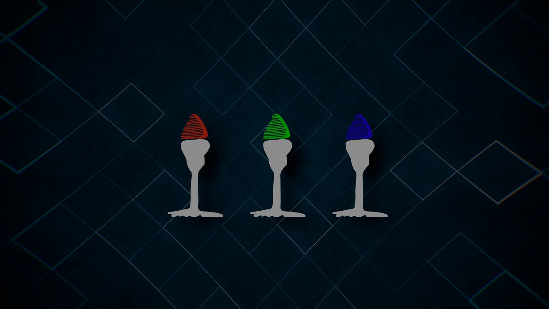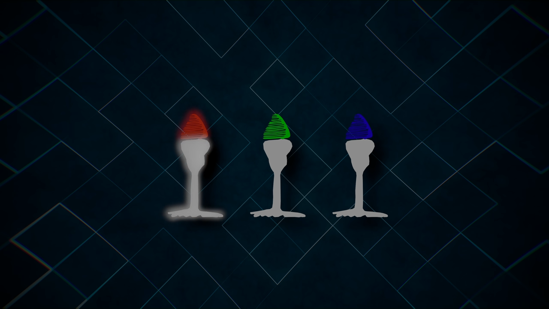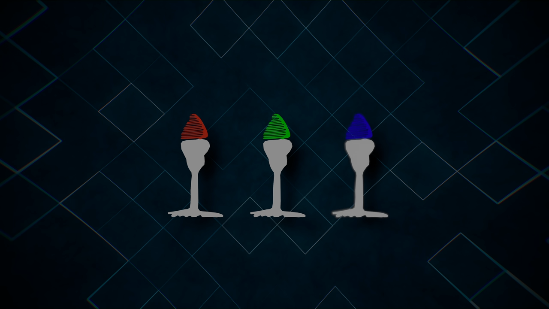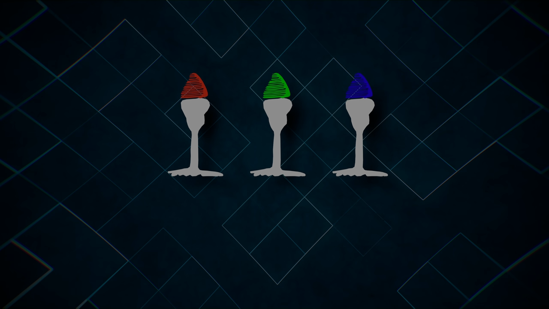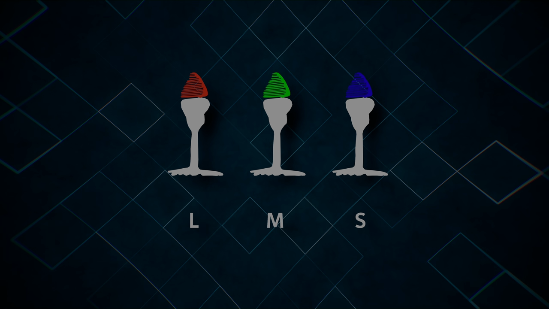But how do we determine which perceived color a particular spectral power distribution results in? Well, let's start by looking at how our eyes actually sense color. Inside our eyes, there are three different types of cone cells, which are each sensitive to a different portion of the visible spectrum. We have one kind for long wavelengths, another for medium wavelengths, and then a third for short wavelengths. Let's call these cones long, medium, and short cones, or just L, M, and S.